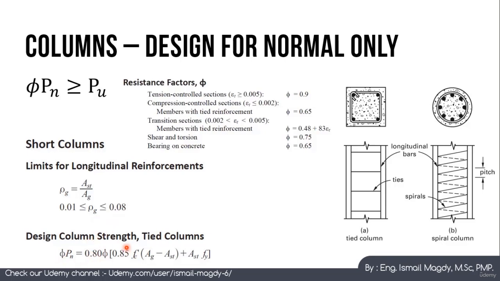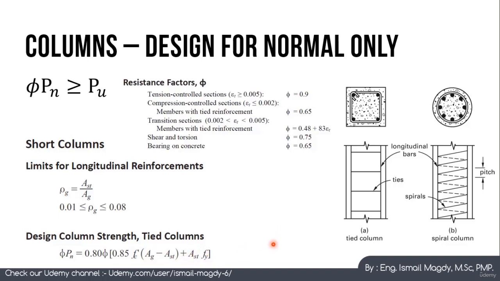This is the governing formula to calculate the nominal force of the column, which is phi Pn equals 0.85 multiplied by 0.85 f'c multiplied by area net, which is area gross minus area steel, plus area steel multiplied by f yield. So this term here is for the strength component of the concrete, and this term here is for the strength component of the steel.